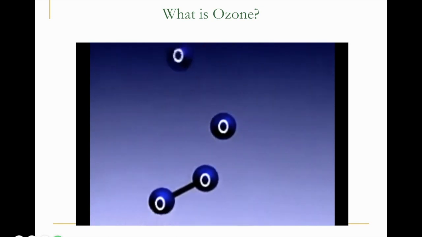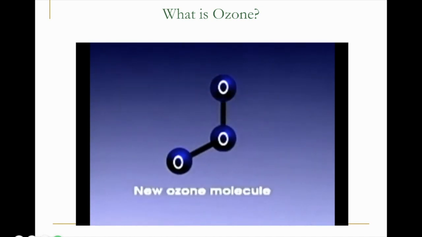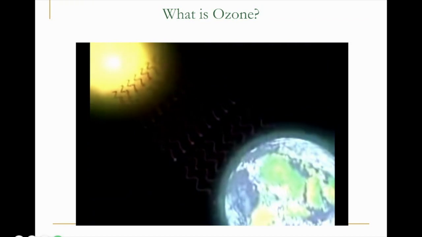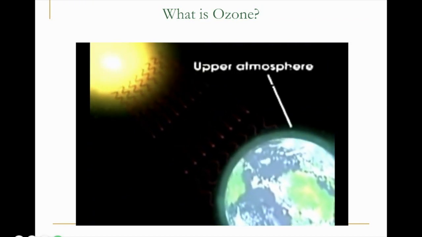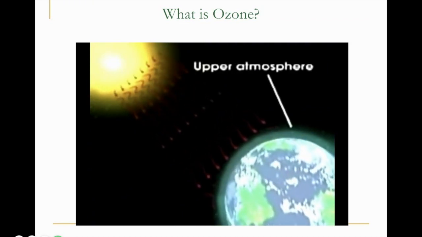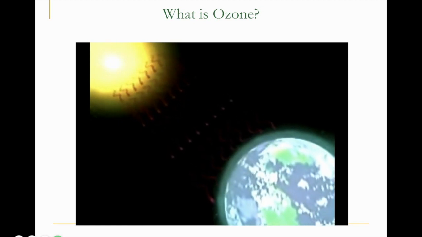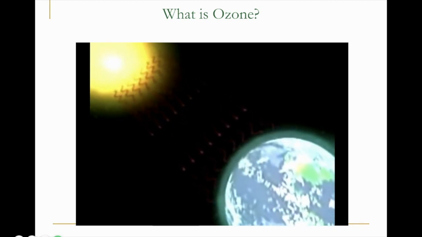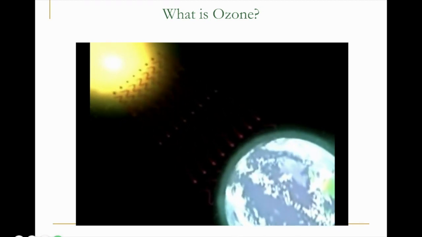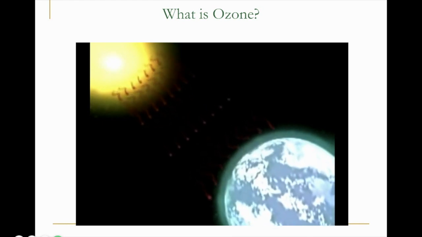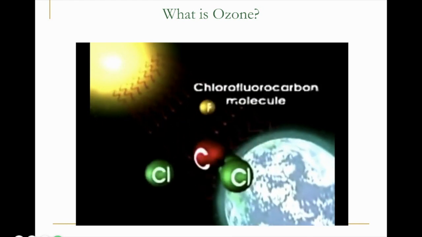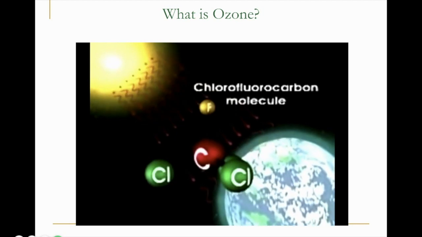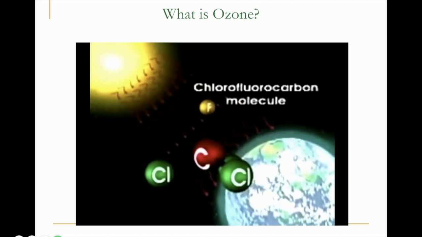strike ordinary oxygen molecules. The ozone molecules in the upper atmosphere absorb most of the sun's harmful ultraviolet rays before they reach the Earth. These rays can cause skin cancer and other health problems. A group of gases called chlorofluorocarbons, or CFCs, may pose a threat to the ozone layer.